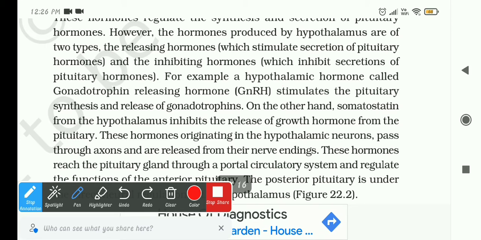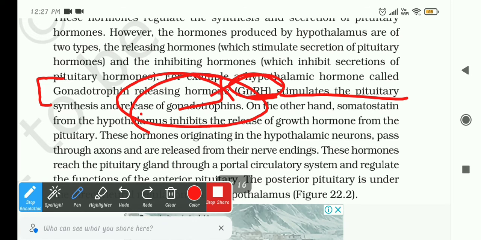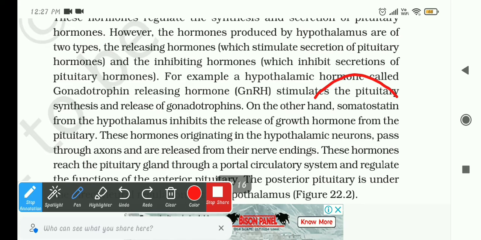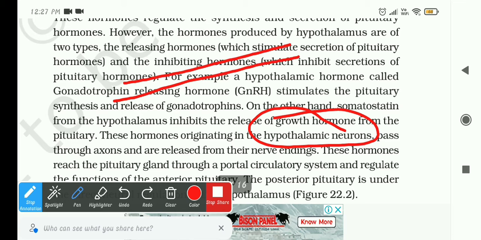The example in the book is GnRH. RH means it is a releasing hormone. The full form is gonadotropin releasing hormone, and its function is to stimulate the pituitary synthesis and release of gonadotrophins. On the other hand, we have somatostatin, an inhibiting hormone, which resists the release of growth hormone from the pituitary. These hormones originate from the hypothalamic neurons, pass through the axons, and are released through the nerve endings.